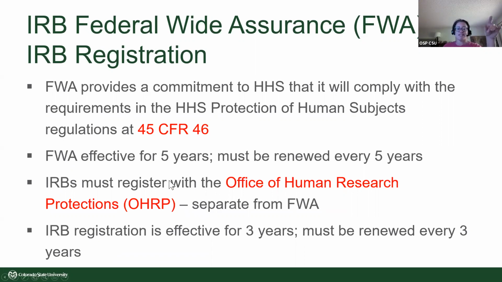In addition to receiving that federal-wide assurance number, IRBs must register with OHRP. Again, this is separate. So the IRB itself has to be registered with OHRP, and that IRB registration is effective for 3 years, and it has to be renewed every 3 years. So 2 things to remember on here: federal-wide assurance number every 5 years, the IRB registration every 3 years.